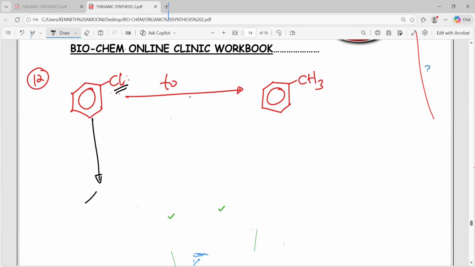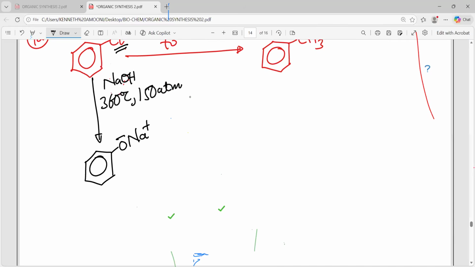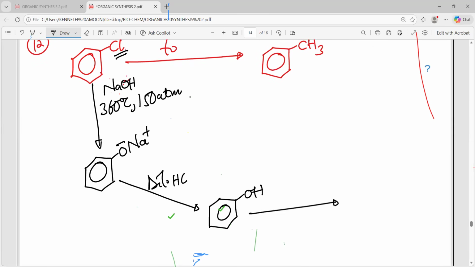So we can first form sodium phenoxide by doing what? We shall have sodium hydroxide, 360 degrees Celsius, and a pressure of 150 atmospheres. Then after, we are going to hydrolyze that using a dilute acid. Hydrolyzing that gives us phenol. And then after forming phenol, we can remove the hydroxyl group on phenol by reacting it with zinc dust, and then we heat.